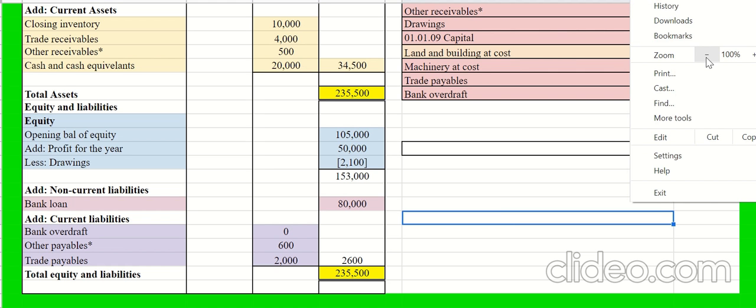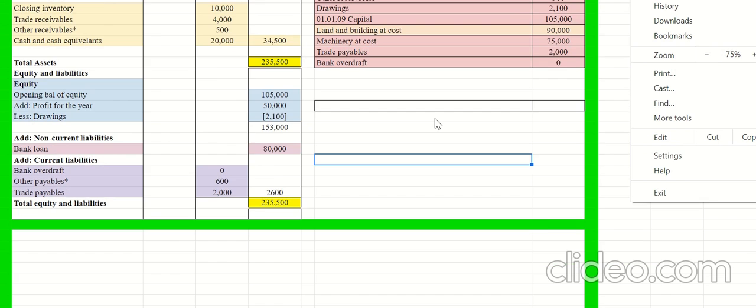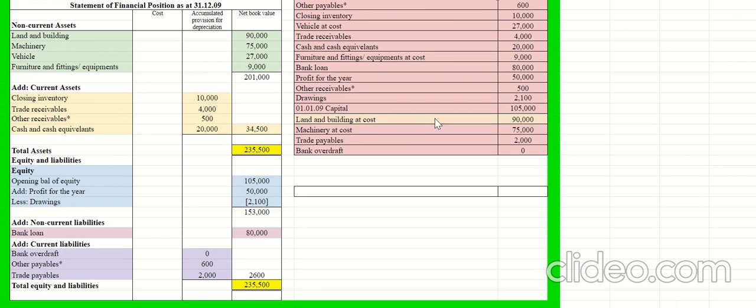So, to have a look at the entire format of a statement of financial position, this is how it looks like. You take the total assets on top and the total assets value is 235,500. The blue information is your equity, which gives you a total of closing equity of 153,000. Your non-current liability plus your current liabilities, you add on to it by getting 235,500.